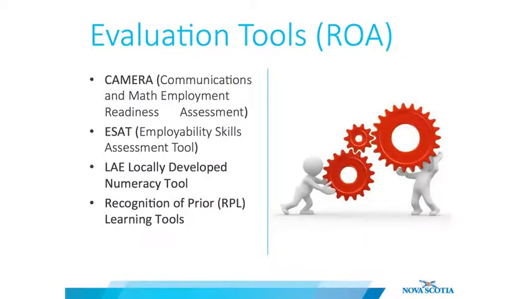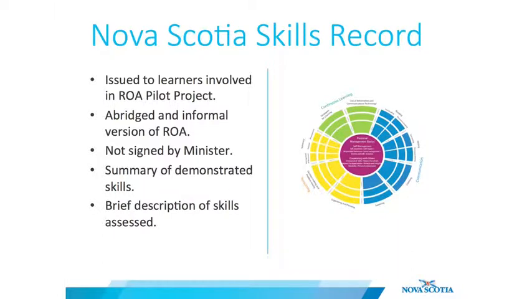I'm going to keep it short. The only other thing that I wanted to talk about quickly before we open up to questions is that all the learners will be issued a Nova Scotia skills record. They won't be issued an ROA certification, but what they will be issued is a skills record, which is an abridged and informal version of the ROA. It's not signed by the minister, but it's still a summary of demonstrated skills, with a brief description of the skills assessed. So that's what they'll get.